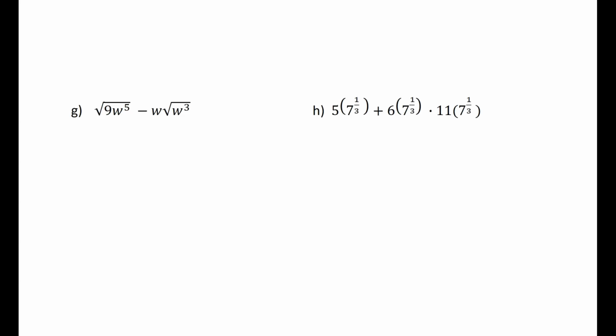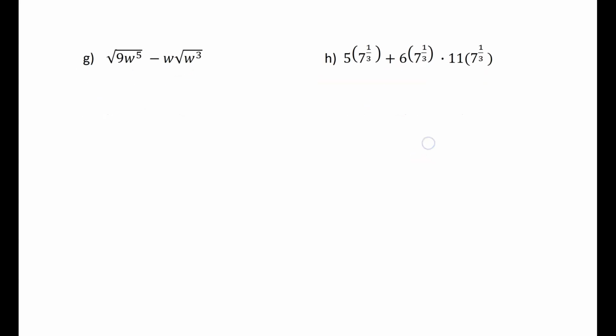Understood 1? Yes. It's understood. If there's nothing in front, it's just understood. Okay. I have the square root of 9w to the 5th minus w square root of w cubed. I do notice that my indices are the same for both of them, and both of these can be simplified. So that's where I want to start, by simplifying both of them.